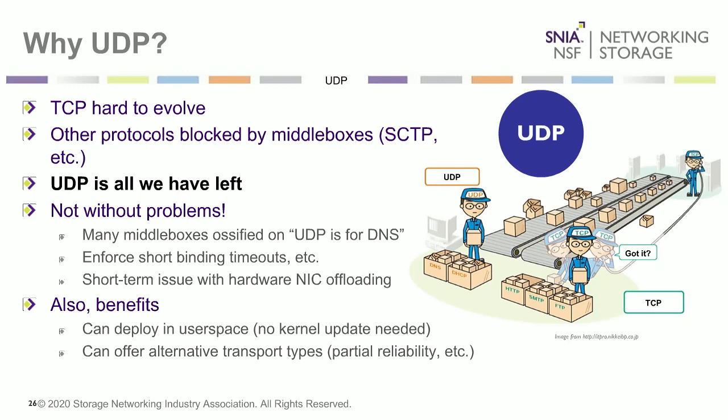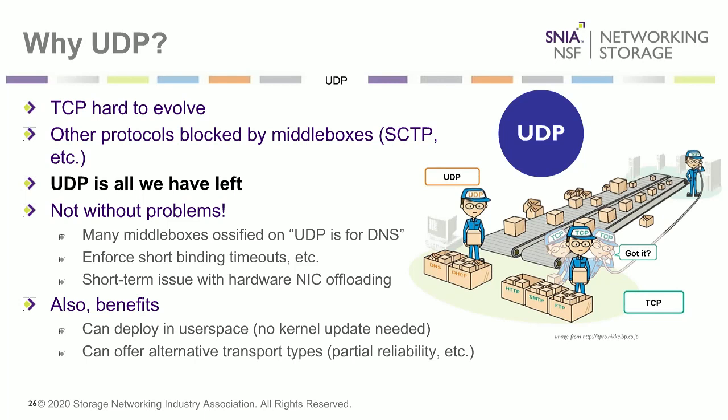So the only things that make it through the internet in terms of protocols are basically TCP and UDP. And TCP is hard to evolve. UDP is all we have left. So we're going to use UDP. And it doesn't have any features. We're just basically using it as a wrapper to make our stuff go through the internet.